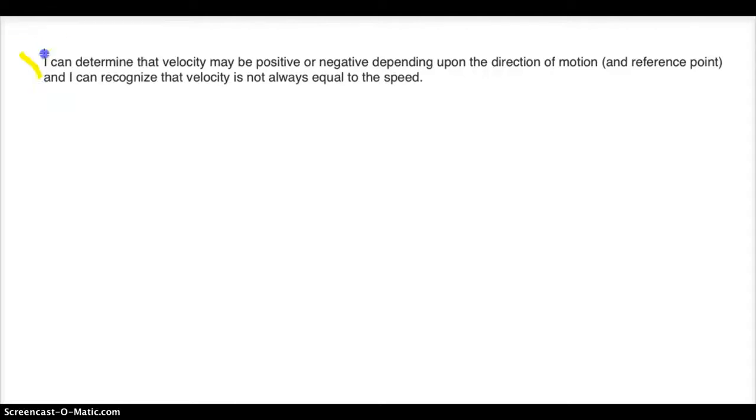Okay, let's take a look at this statement. It says, I can determine that velocity may be positive or negative depending upon the direction of motion and reference point. And I can recognize that velocity is not always equal to the speed. Let's take a look at an example here.